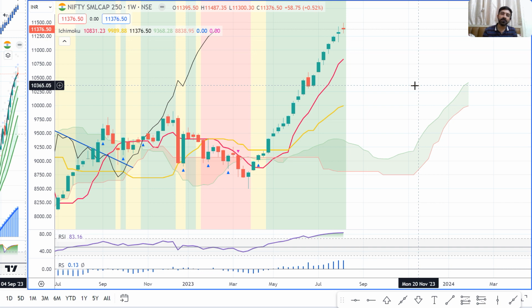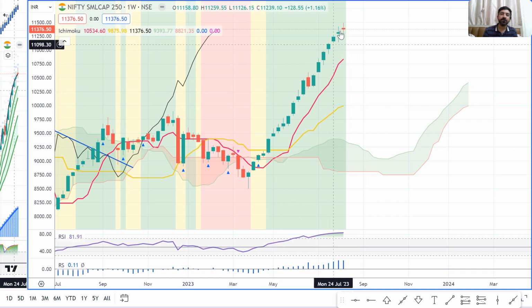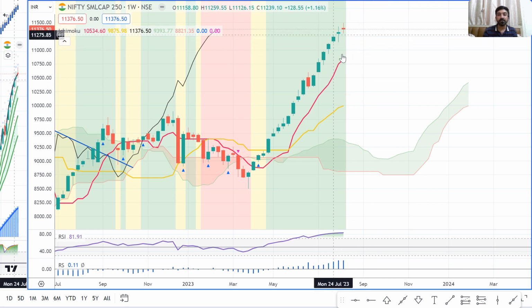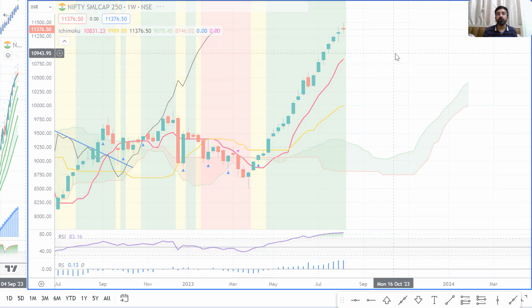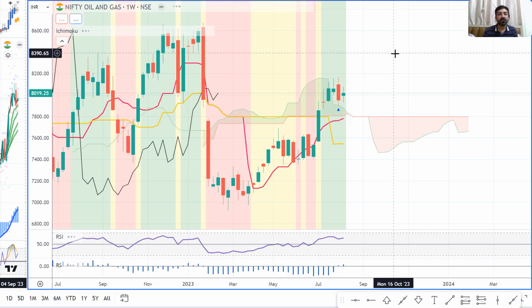Now we'll compare market capitalization wise. So small caps, if you see, amazing performance. This has been amazing, like a one way up move over here. So we don't know if this might continue or not, but there's nothing to do over here in this sector. Same with mid cap, amazing outperformance.